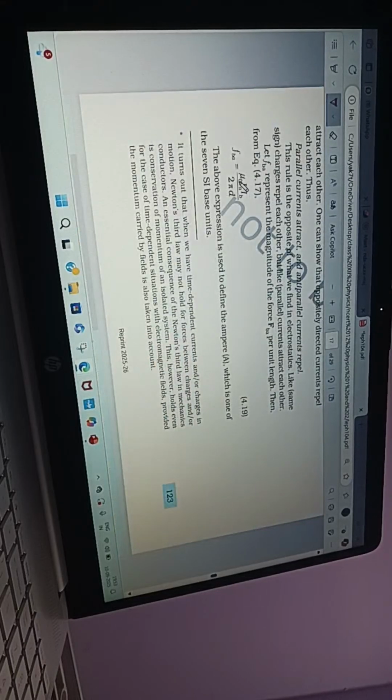This is how it has come. I is equal to 1; IA, IB they have taken, we have taken I1, I2. d is 1 meter. So mu naught will be 4 pi into 10 to the power of minus 7. So 4 pi is divided by 2 pi. You know how this answer, 2 into 10 to the power of minus 7, has come, or should I show?